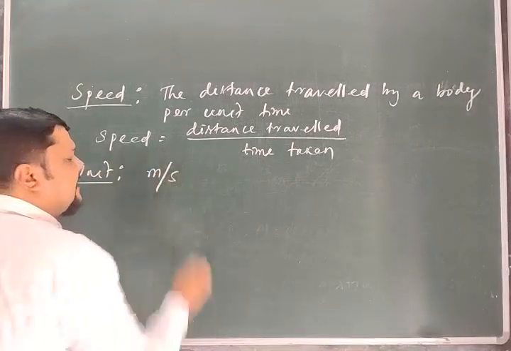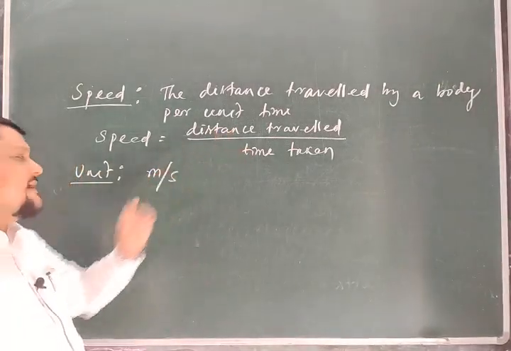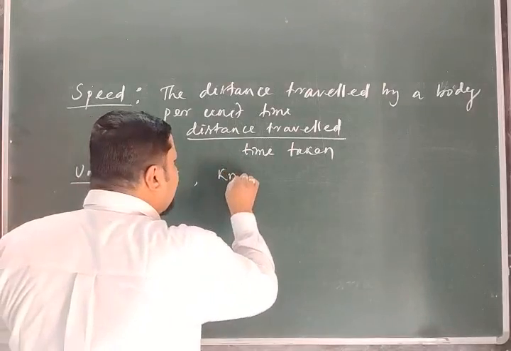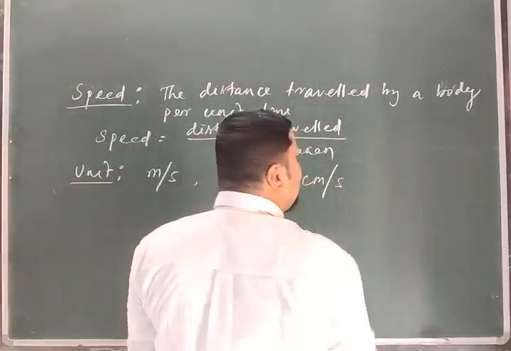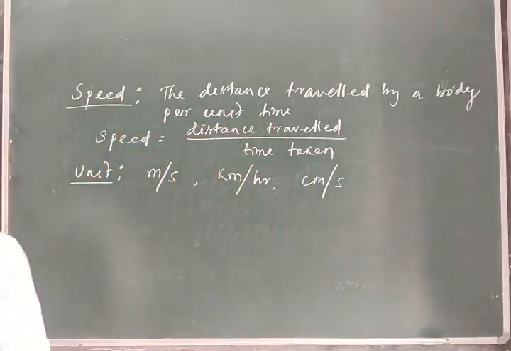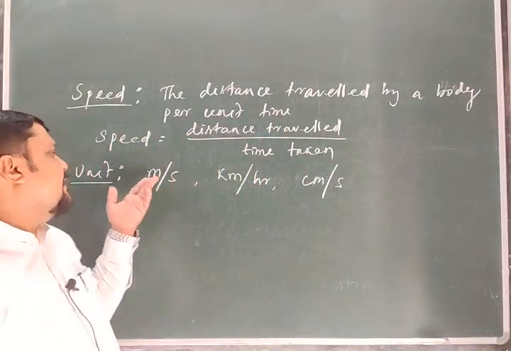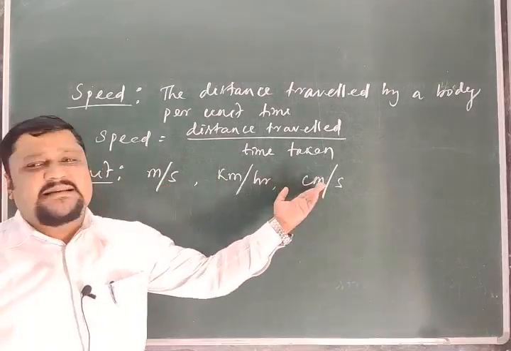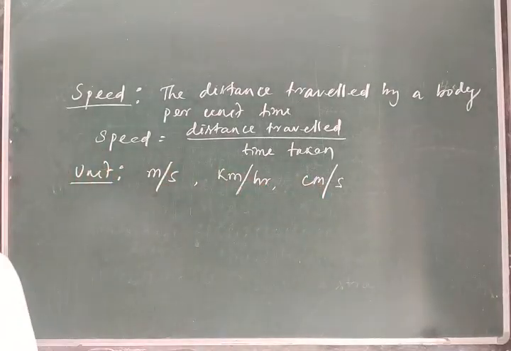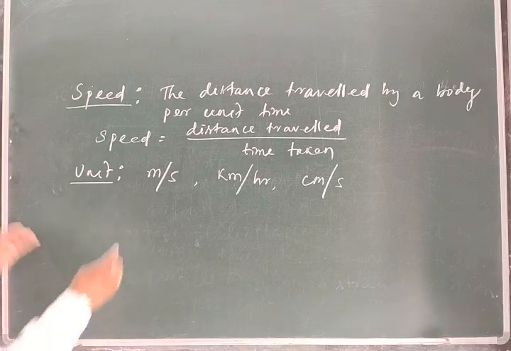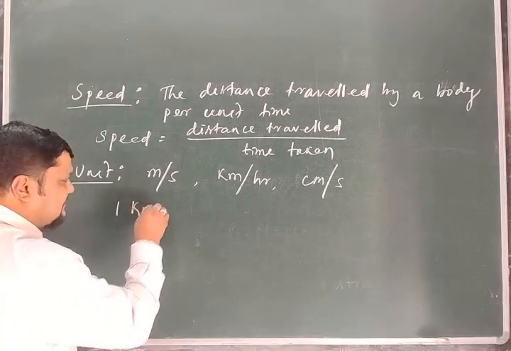The units of speed are meter per second, kilometer per hour, or centimeter per second. Like that you can express speed in different systems of units. In the MKS system it is meter per second, in CGS it is centimeter per second, but in practice you can also use kilometer per hour.